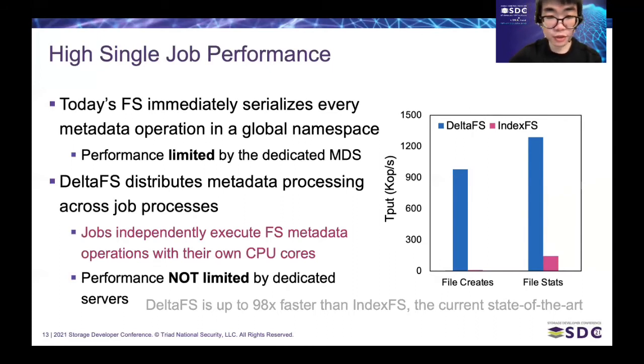DeltaFS, on the other hand, distributes metadata processing across different job processes. Those jobs independently execute file system metadata operations as log operations using the application's own CPU cores. So the performance is not limited by dedicated servers. There is actually no dedicated metadata server. In the experiments, we can see that DeltaFS delivers up to 98 times faster write performance and about 10 times faster read performance. This experiment is done across 500 client processes.